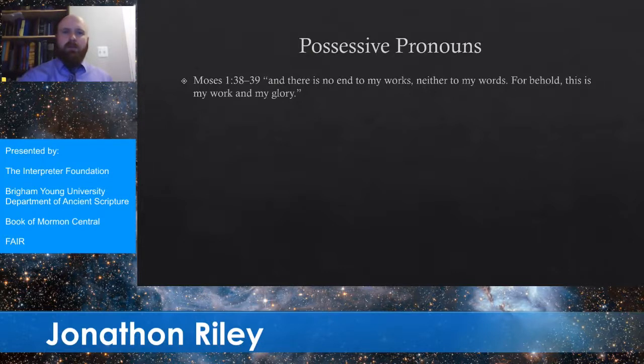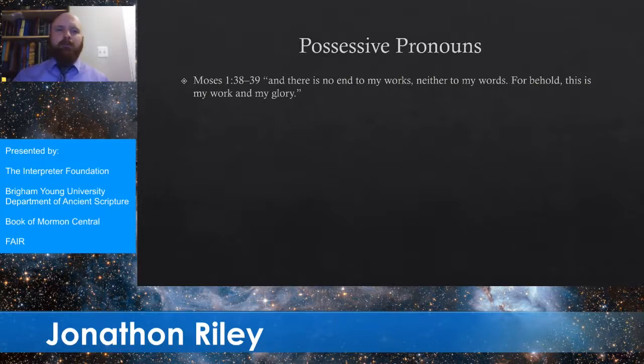The next Hebraism one finds in the Book of Moses has to do with possessive pronouns like my. English speakers use these words once and have the word apply to an entire list, while Biblical Hebrew repeats these pronouns for each word in the list. Joshua 2:13, for example, states, "You will save alive my father and my mother and my brethren and my sisters." Moses 1:38-39 uses a similar construction. "And there is no end to my works, neither to my words, for behold, this is my work and my glory."